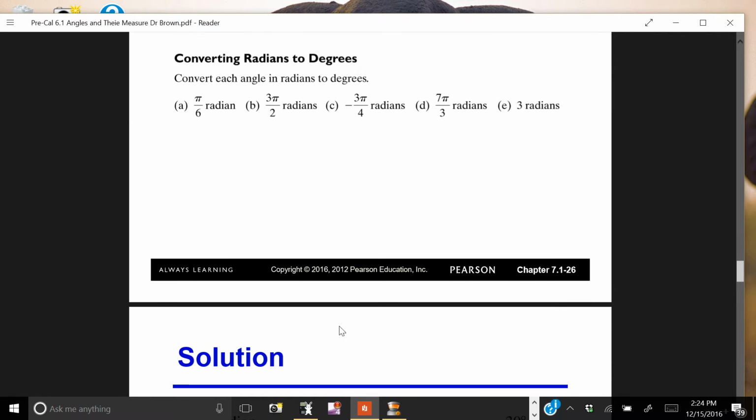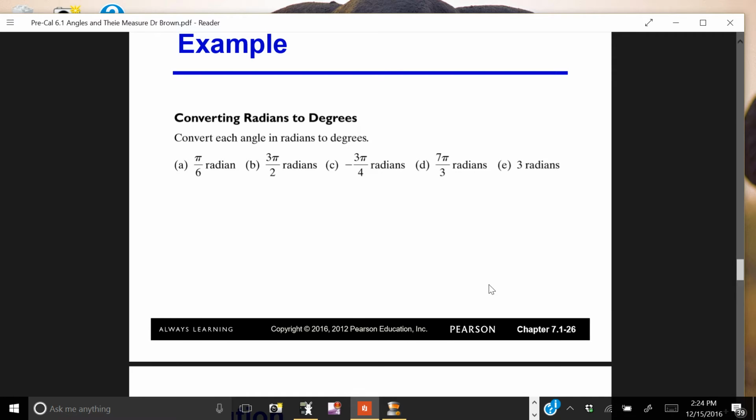Now, we want to show how to go in the other direction. Pi over 6 radians, 3 pi over 2 radians, minus 3 pi over 4 radians, 7 pi over 3 radians, and 3 radians. We want to convert these to degrees.